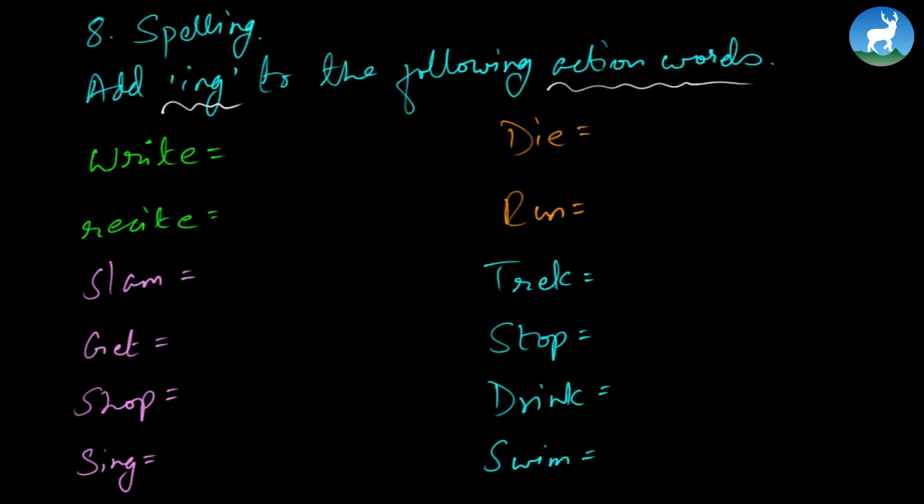Okay, now the thing is, look at what we have. Write, recite, slam, get, stop. Now of course I want you to look at the dictionary when you do this exercise, because this is going to help you with the spelling. Now, if I have to add ing to write, I will just take off the e.